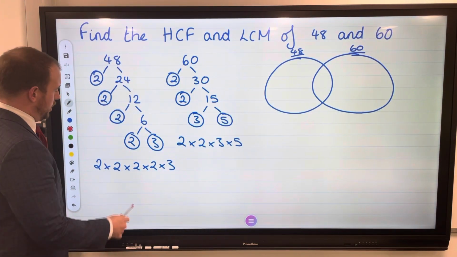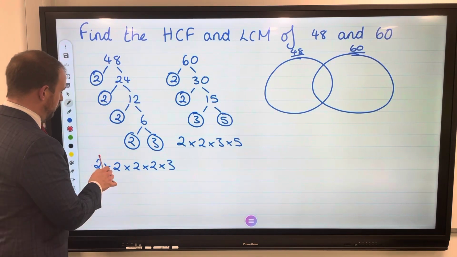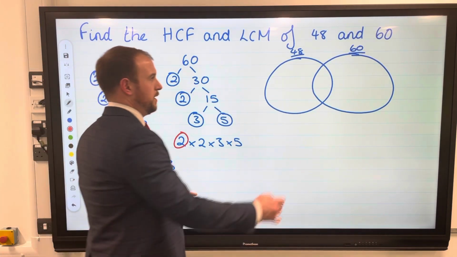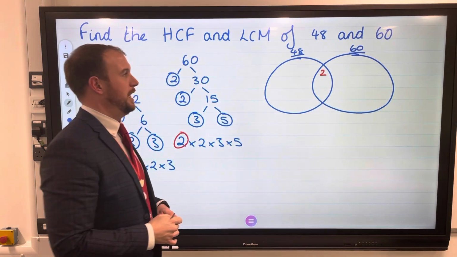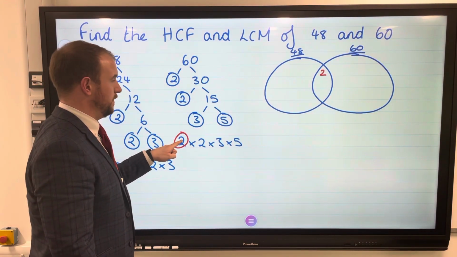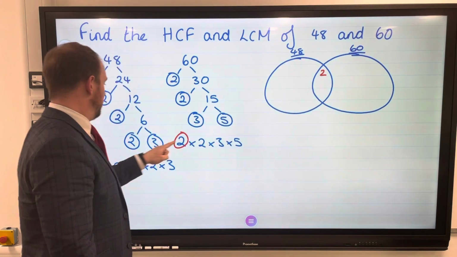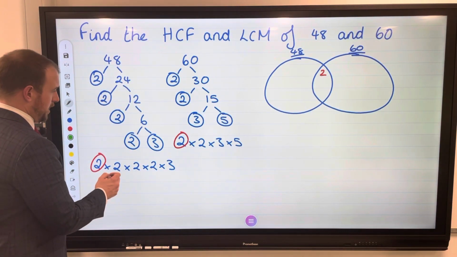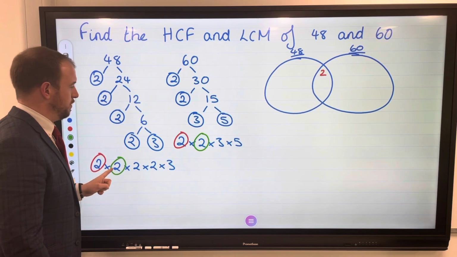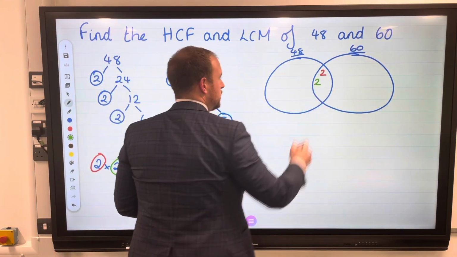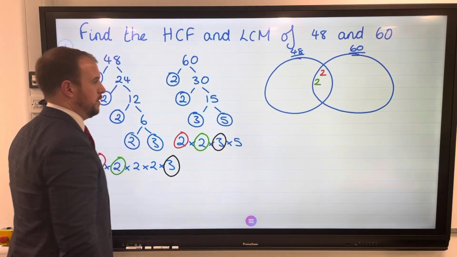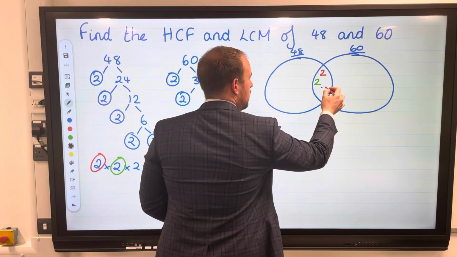So let's use a different colour pen. You can see here we do have some common numbers. Both of them have a 2 in them. So I've circled both of those 2's, and I'm going to put one of the 2's in the middle, because this 2 now is in the circle of the 48 and also in the circle of 60. So I'm only going to put one 2 there, which covers both of these. For the purpose of the video, I'm going to use a different colour to show you the second one. There is another common product of prime factors, and it is another 2. We also have another number, which is a 3, common to both of them, which will go in the middle.